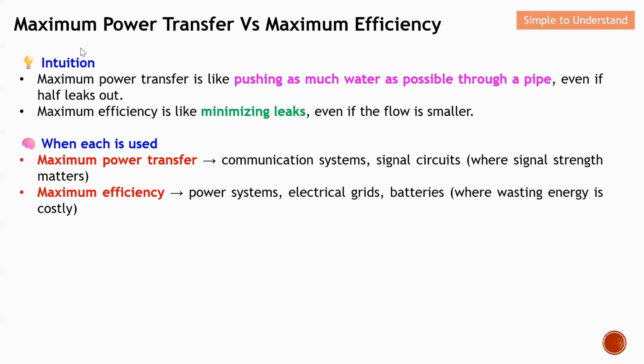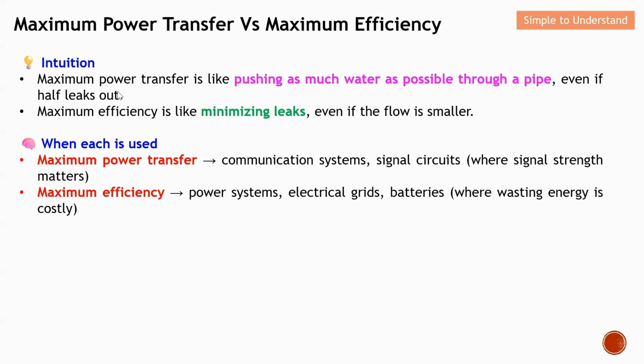Let's come to the intuition of maximum power transfer and also maximum efficiency. Let's focus on maximum power transfer first. Maximum power transfer is like pushing as much water as possible to the load through a pipe, even though half of the water will be leaked out. So you can see that there is a lot of sacrifice, a lot of water leaks out, but the key objective is to push as much water as possible to the load. So this is for maximum power transfer.